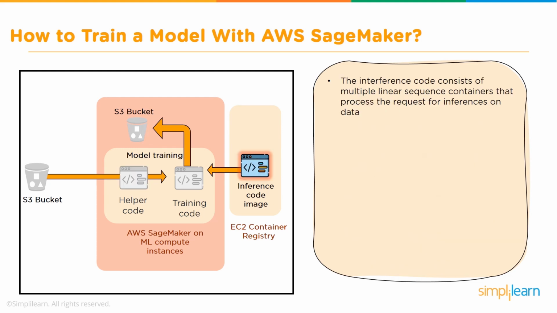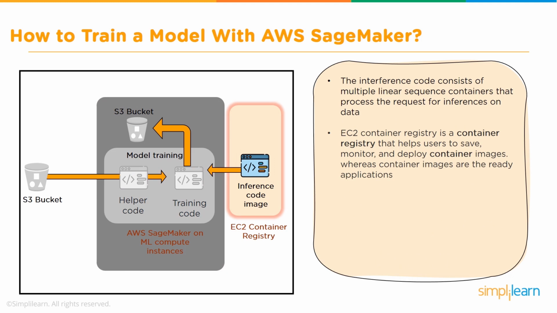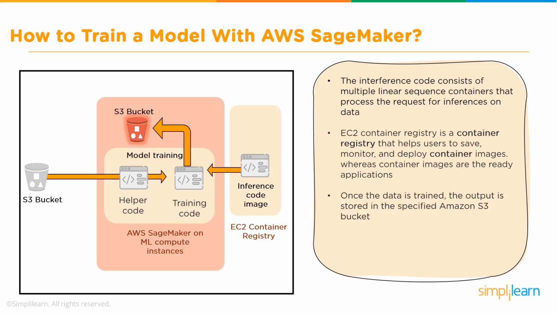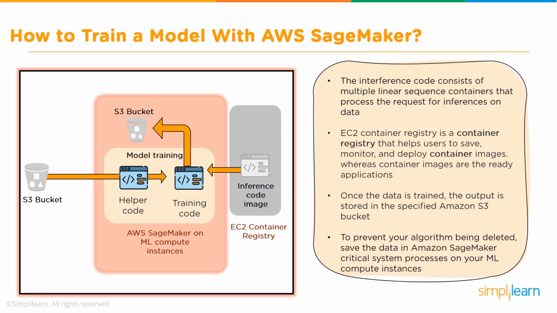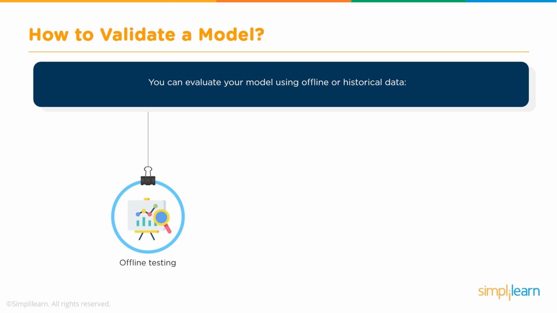Now here the helper code performs a task when the training code fails. The inference code, which is in the Elastic Container Registry, consists of multiple linear sequence containers that process the request for inference on data. The EC2 Container Registry is a container registry that helps users to save, monitor and deploy container images, whereas container images are the ready applications. Once the data is trained, the output is stored in the specified Amazon S3 bucket. So here you can see the output will be stored here. To prevent your algorithm being deleted, save the data in Amazon SageMaker critical system, which can process your ML compute instances.